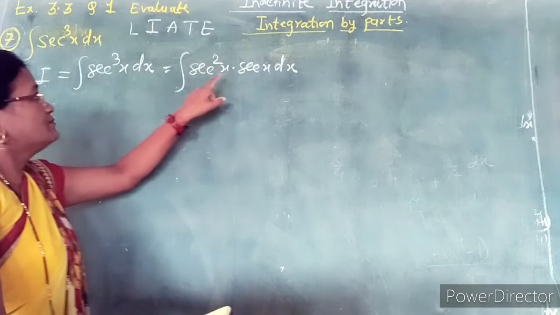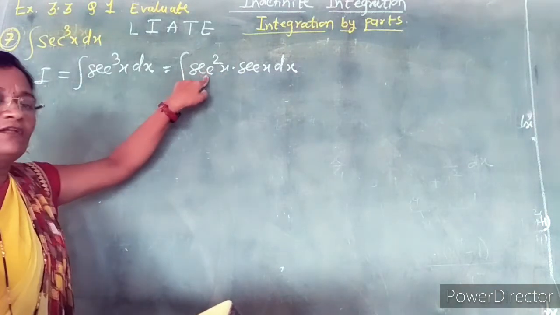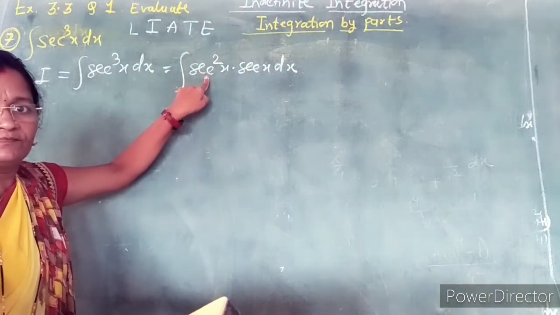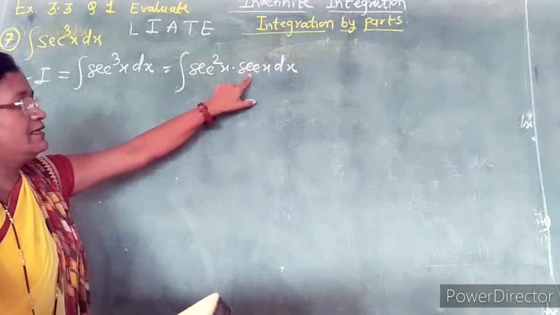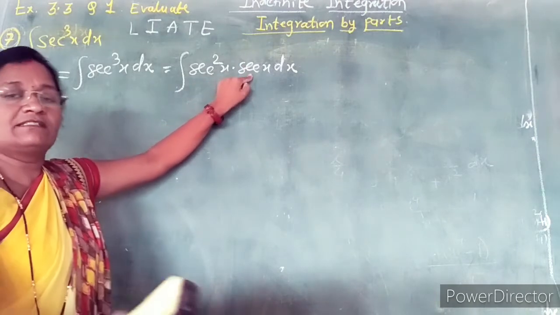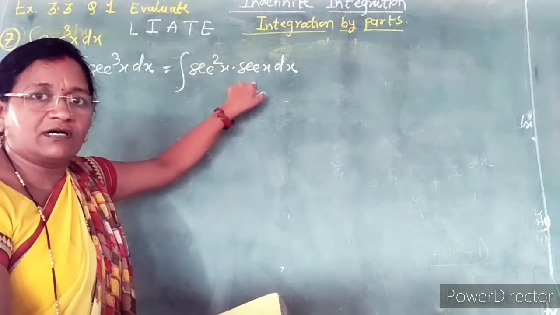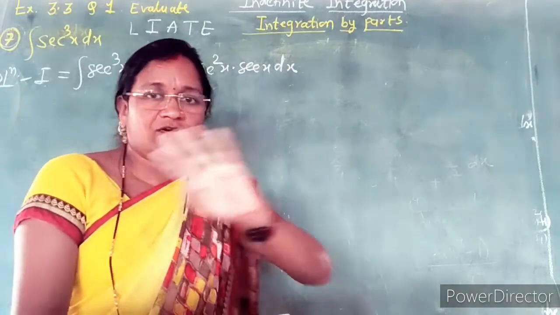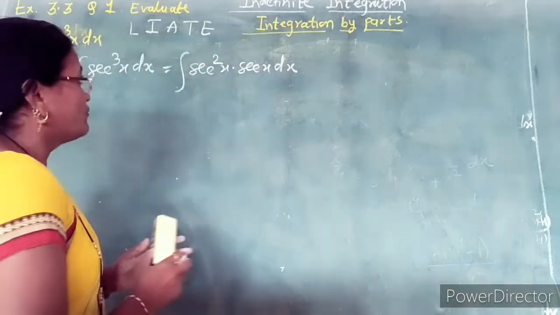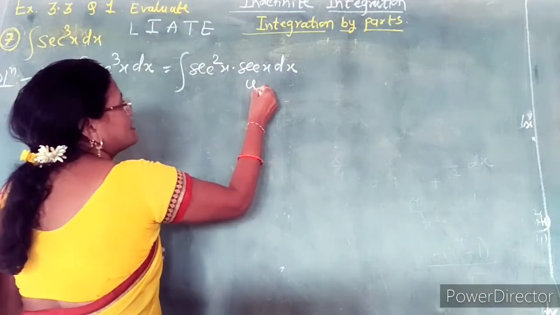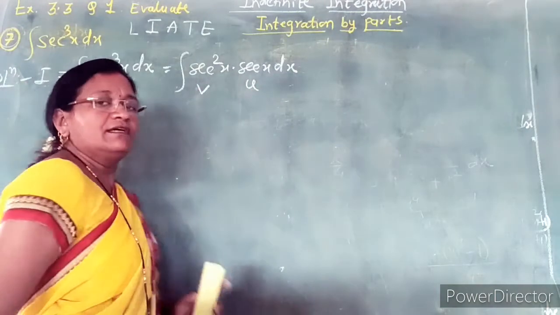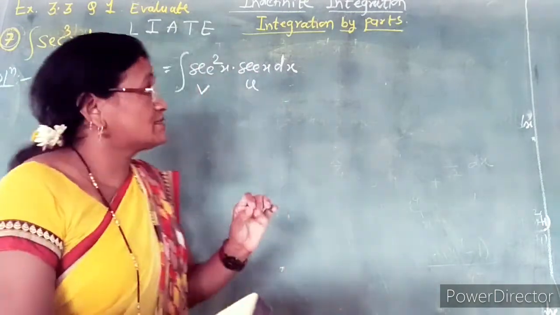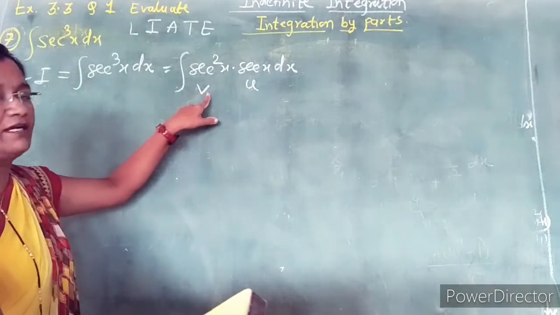Now here we know the integral of sec square x is tan x, and we find here the integral of sec x as log of mod of, but again log occurs and therefore the integral of log we cannot find directly here. Therefore we take u as the function sec x and v as the function sec square x. Here the choice is made by using the concept of u and v.